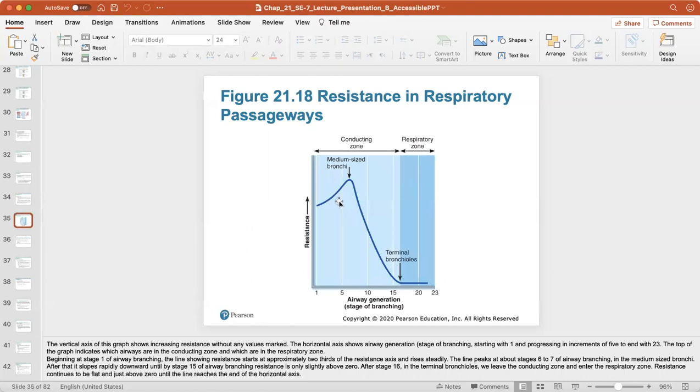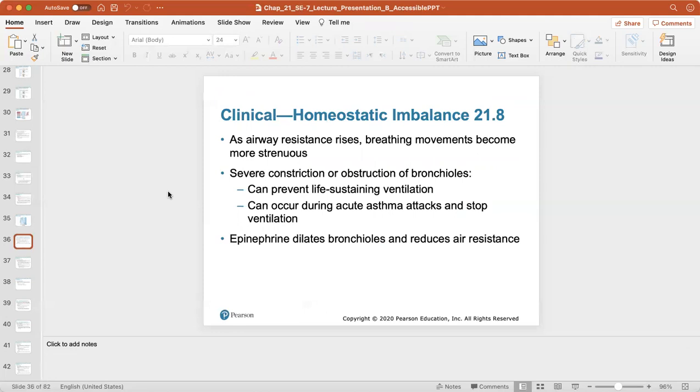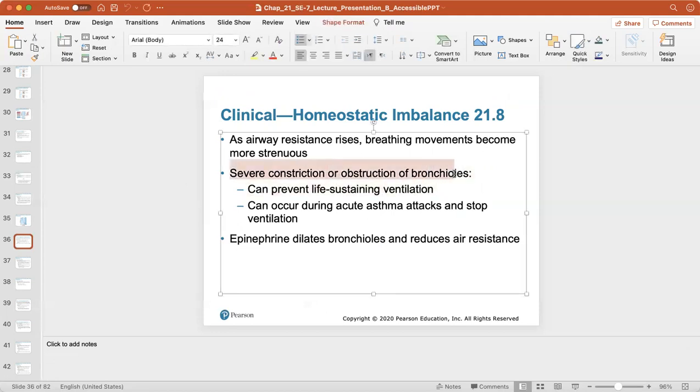So this just shows the resistance in respiratory passageways. The conducting zone is where the greatest resistance will occur, in the medium-sized bronchi. So if there's a blockage, it will occur there. But in the respiratory zone, there's really literally no resistance because it all has to do with surface area of the alveoli. So as airway resistance rises, breathing movements become more strenuous, and severe constriction or obstruction of the bronchioles can prevent life-sustaining ventilation or can occur during an acute asthma attack and stop ventilation altogether.